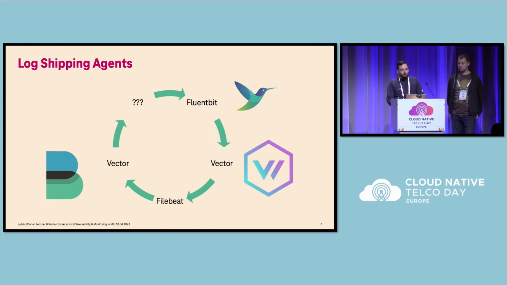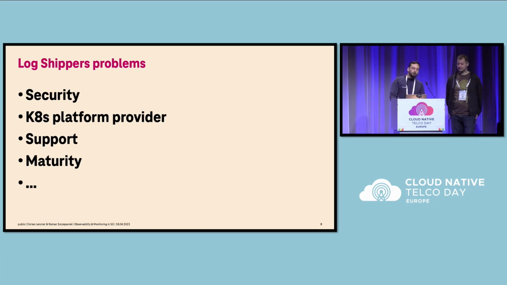But we're already planning to go back to Vector once we can and find a bit of time, but I'm not quite sure if the journey is at the end there or we need to iterate further, and maybe at the end of the day we will be back at FluentBit, who knows? Let's see. What are the problems? Why do we iterate through so many log shippers?